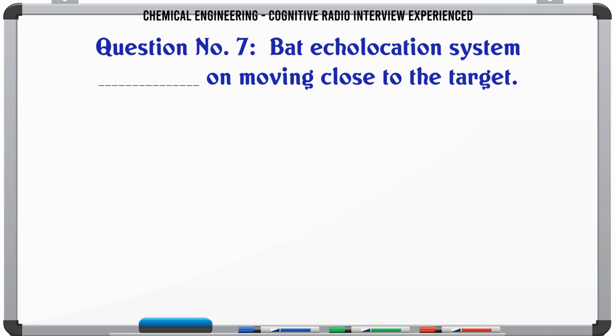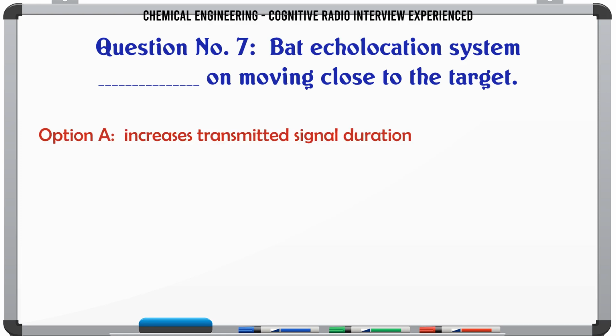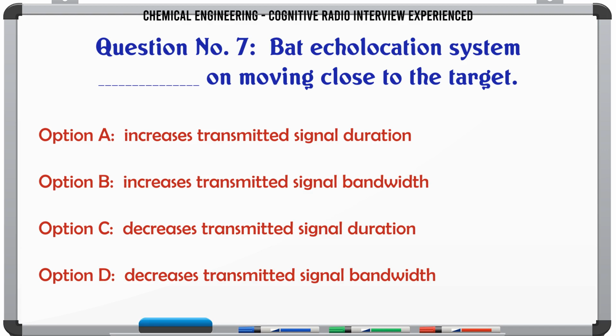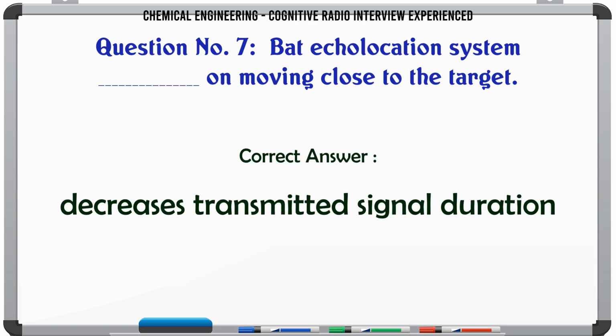Bat echolocation system on moving close to the target. A. Increases transmitted signal duration. B. Increases transmitted signal bandwidth. C. Decreases transmitted signal duration. D. Decreases transmitted signal bandwidth. The correct answer is decreases transmitted signal duration.